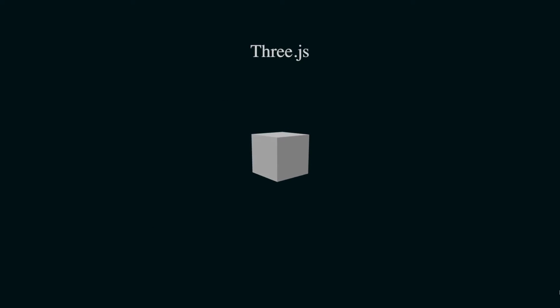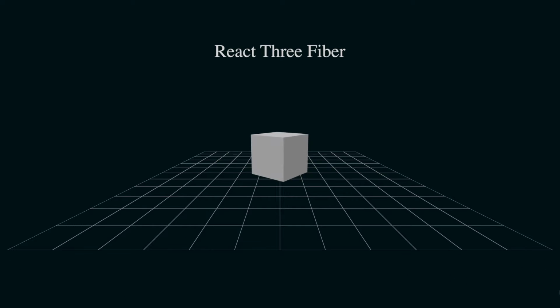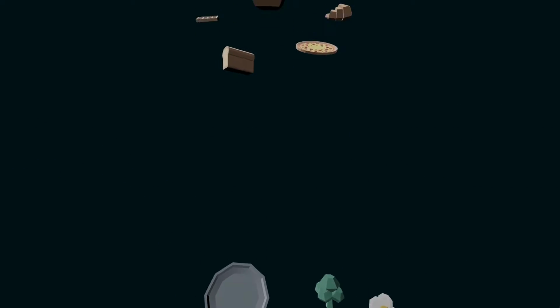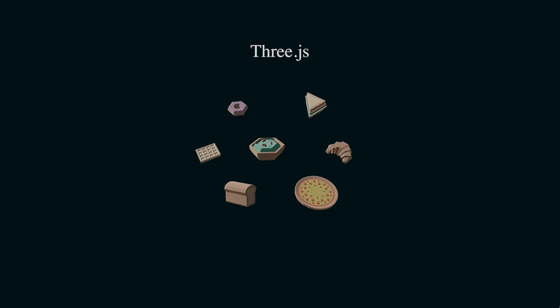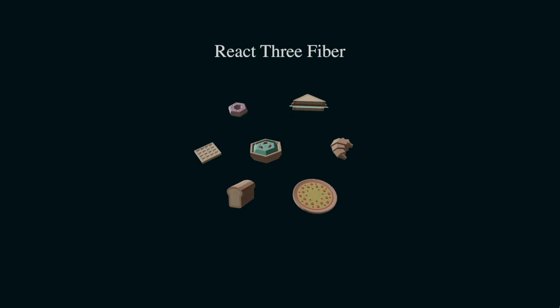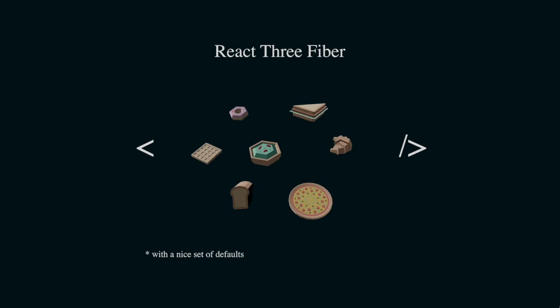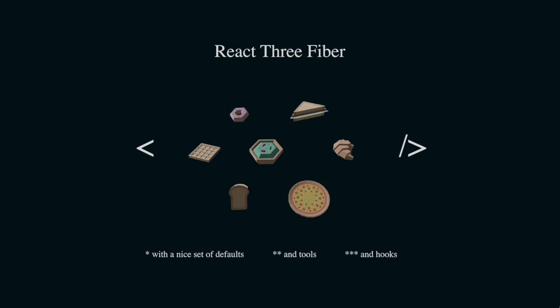WebGL, Three.js, and React Three Fiber are basically layers of abstraction on top of each other. WebGL provides you the technology and the ingredients. Three.js is the pre-made recipes you can use, and React Three Fiber is basically wrapping all in JSX tags. And it comes with a nice set of defaults, and tools, and hooks.